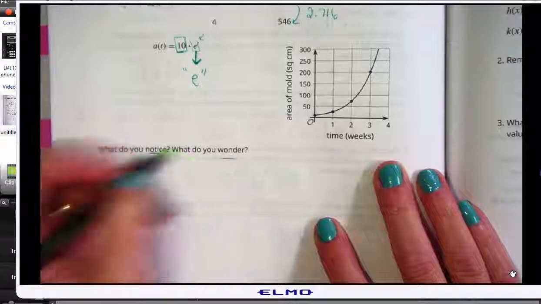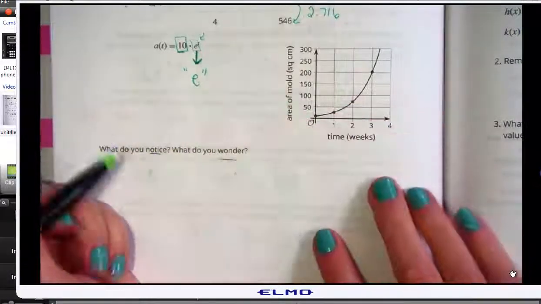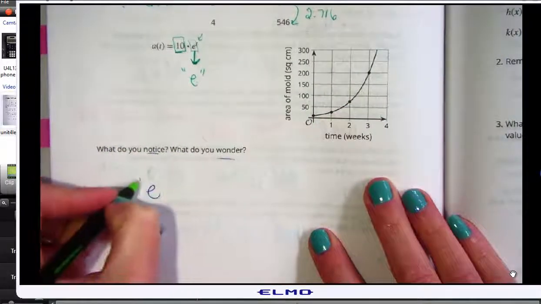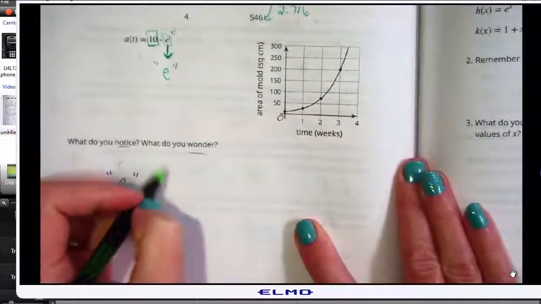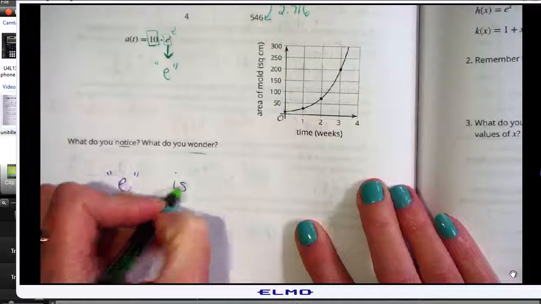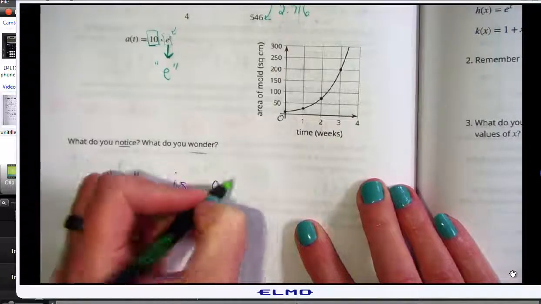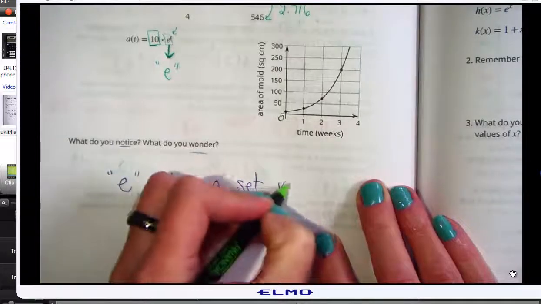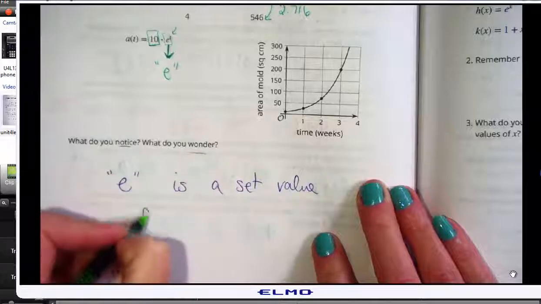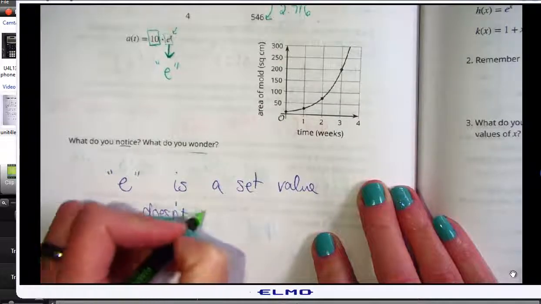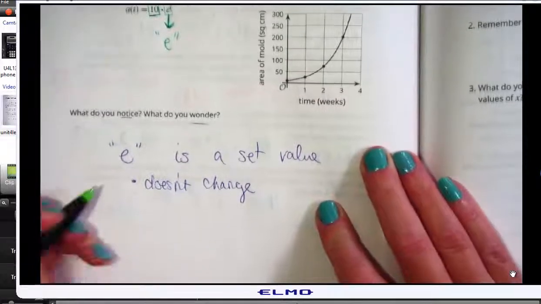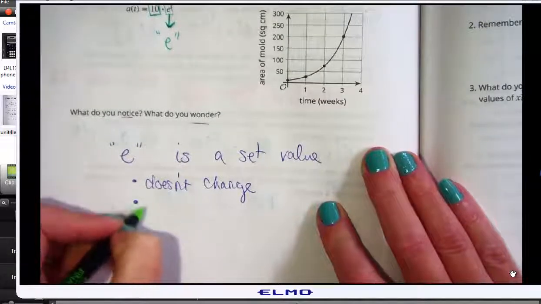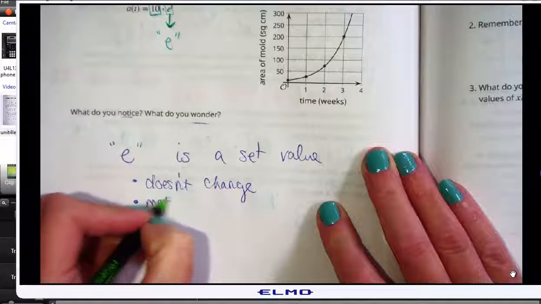So when we think about what do we notice and wonder, we've definitely had a couple noticings and wonderings up there. But I want to really focus in on this e value. e is a set value. It doesn't change. e is a number that was founded by this guy, this mathematician called Euler.